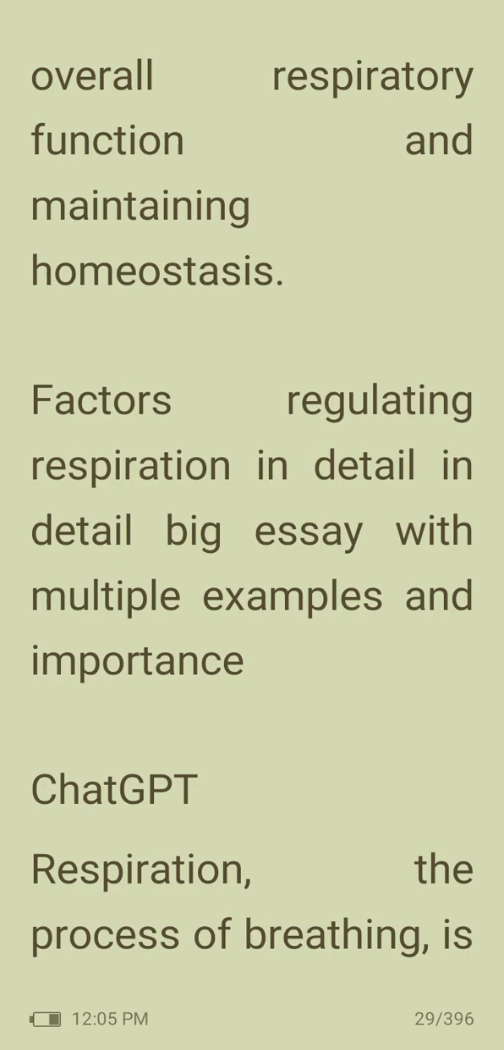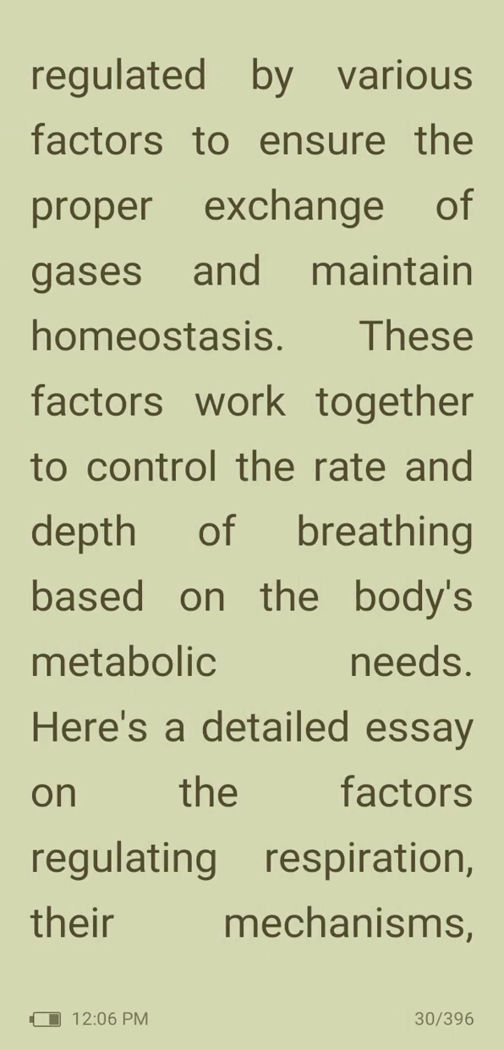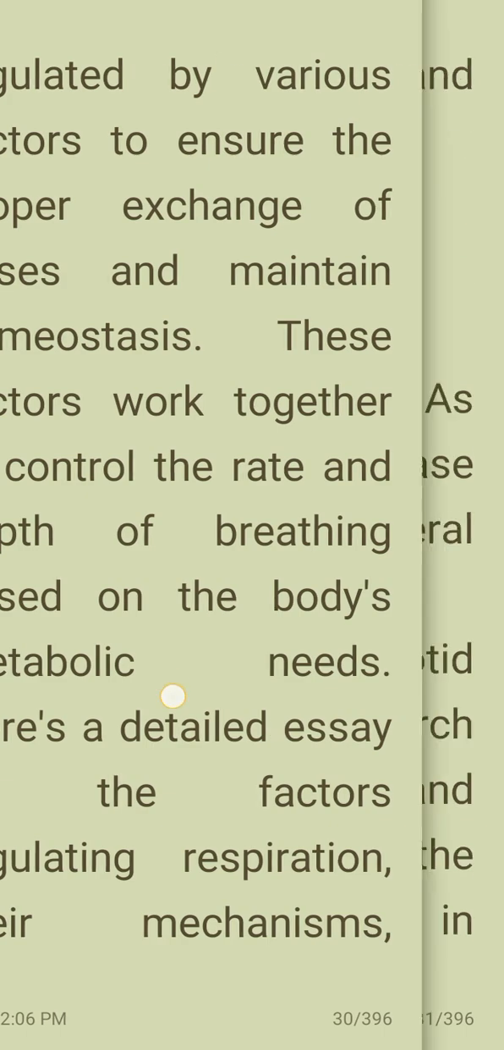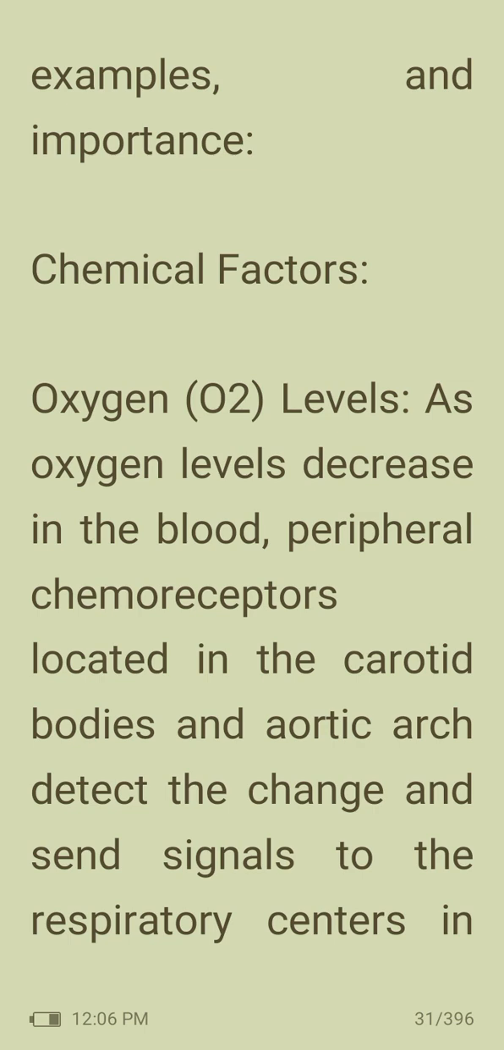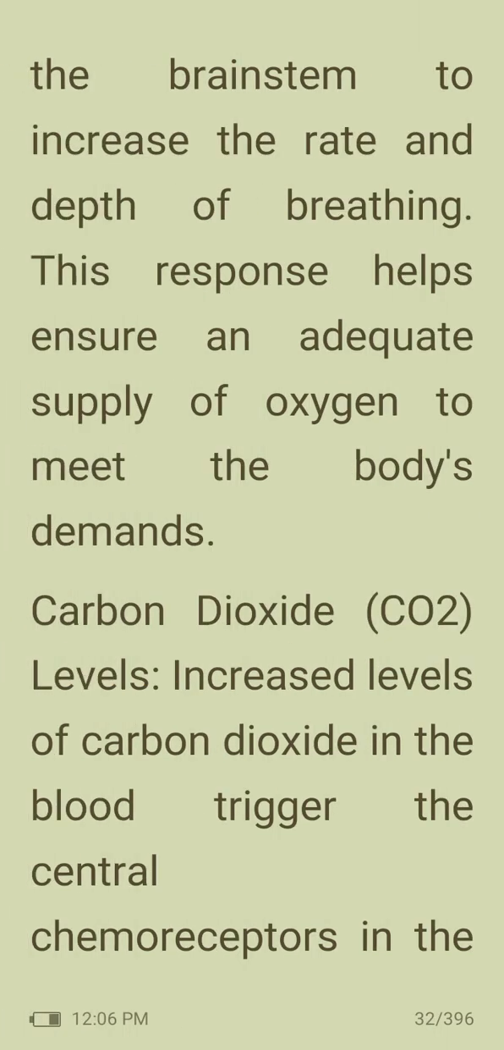Then, respiration. The process of breathing is regulated by various factors to ensure the proper exchange of gases and maintain homeostasis. These factors work together to control the rate and depth of breathing based on the body's metabolic needs. So, oxygen levels. As oxygen levels decrease in the blood, peripheral chemoreceptors located in the carotid bodies and aortic arch detect the change and send signals to the respiratory centers in the brainstem to increase the rate and depth of breathing. This response helps ensure an adequate supply of oxygen to meet the body's demands.